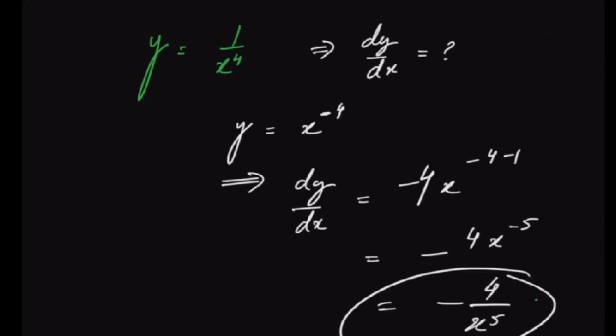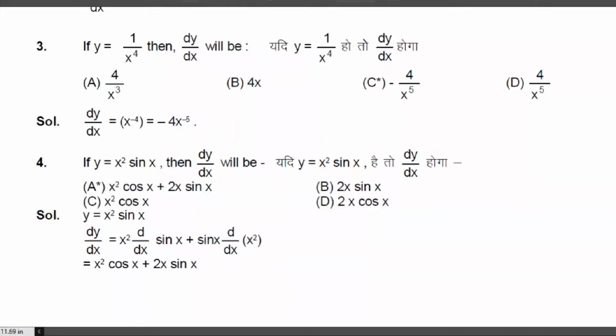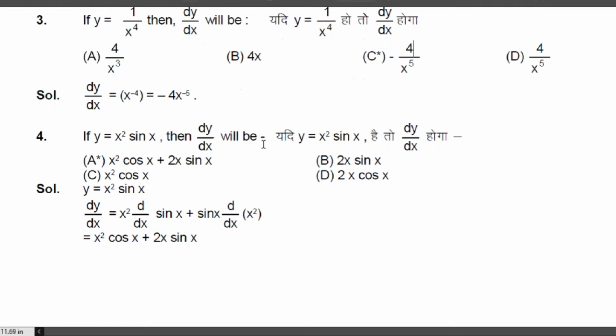So let me go back to the PDF. Minus 4 by x power 5, that's option 3. That's option C. Okay, so this is your answer. Correct? Okay. Next, let me go to question number 4.